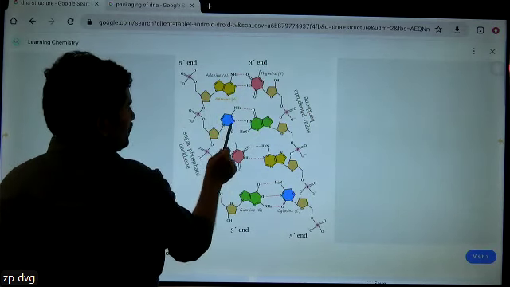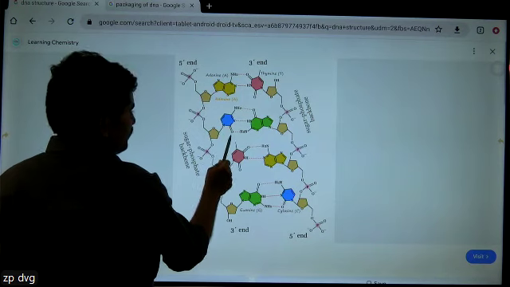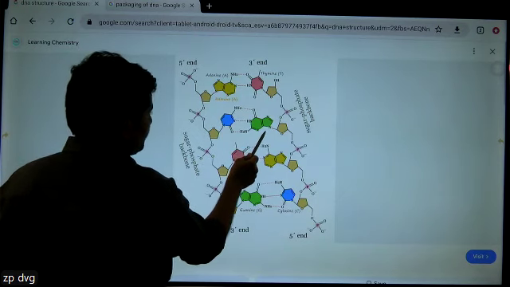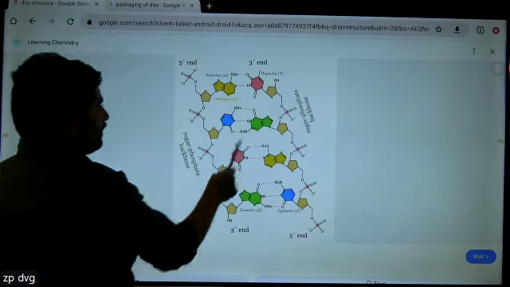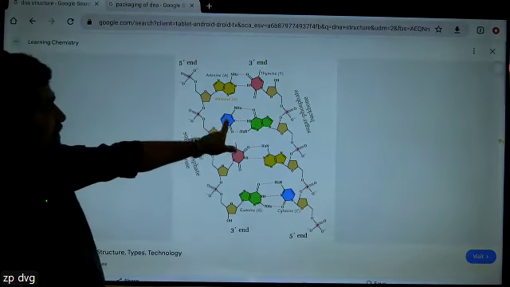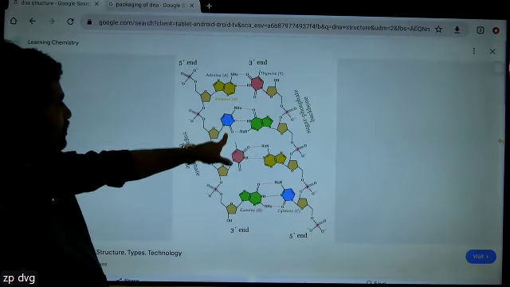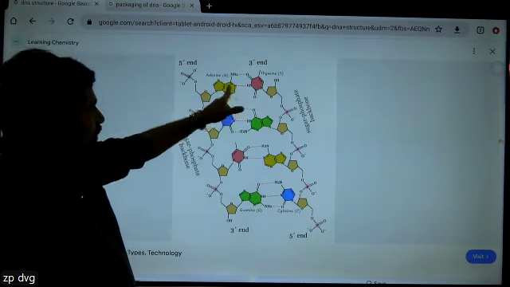Next, coming to this one: this is cytosine and this is guanine. Cytosine and guanine will be in a pair, with three hydrogen bonds. Cytosine and guanine have three hydrogen bonds, and adenine and thymine have two hydrogen bonds.